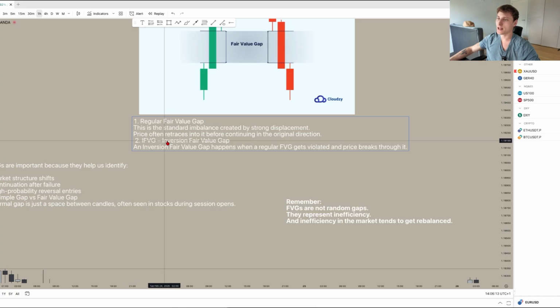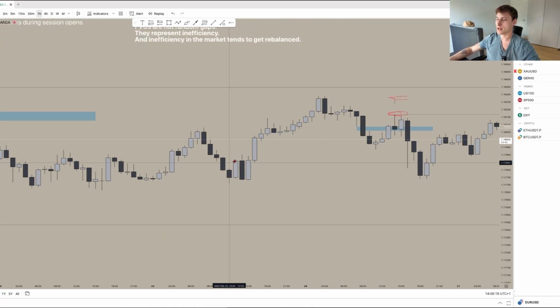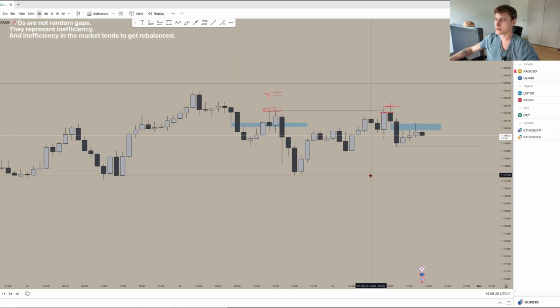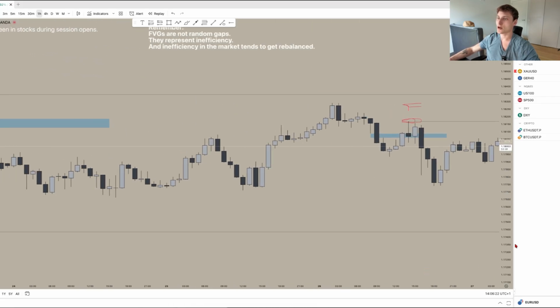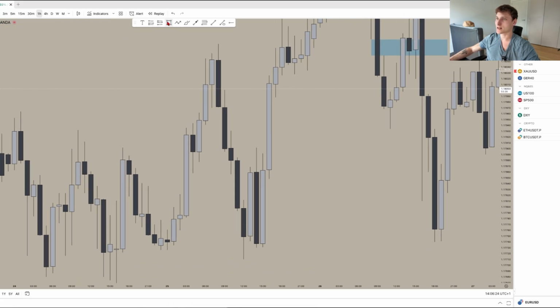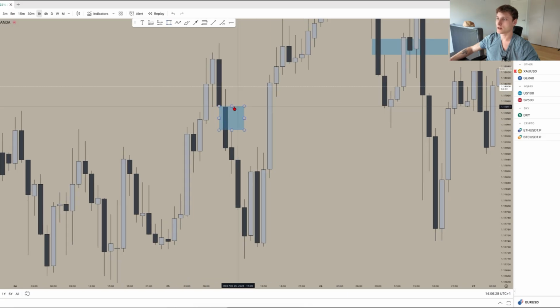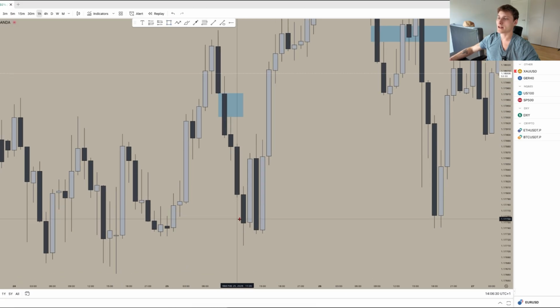The second is the IFVG. This is absolutely the same as a fair value gap, but inversed. When the first fair value gap appears here, the price makes some manipulations, and after that we get the same imbalance, but on the other side. So this is imbalance number one, from this candle to this one.